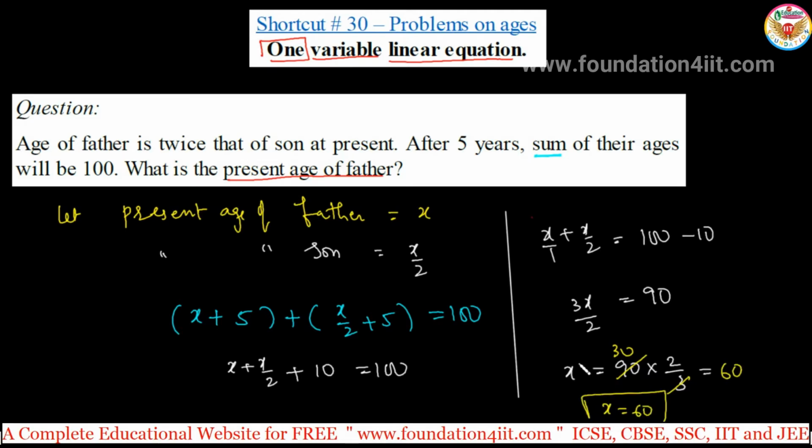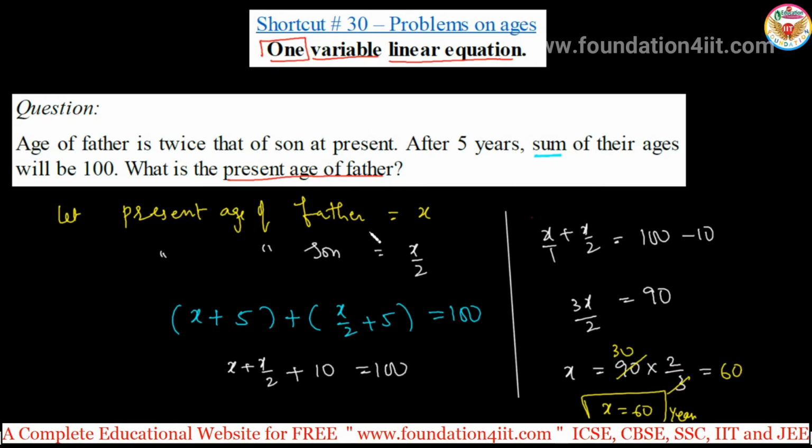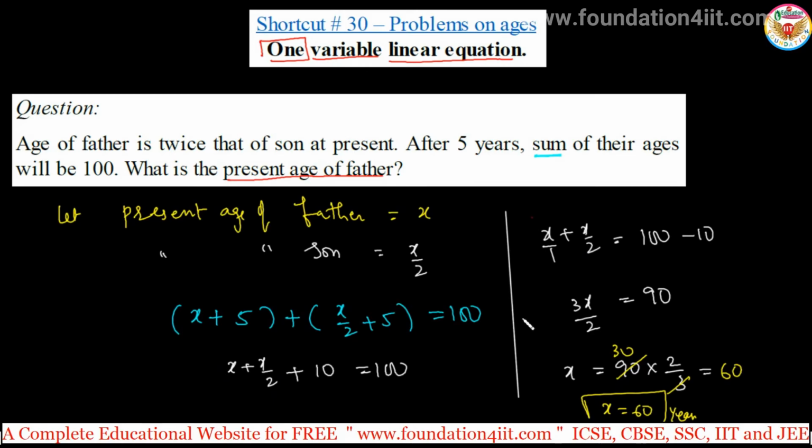That is the single variable that I took as the present age of the father. So the present age of the father is 60 years. Here it is in terms of one variable, a linear equation based question. Straight away frame the single linear equation, then transpose, with the x variable on one side and numbers on the other side, and you can find the answer. For similar problems on ages, let us see how the quadratic equation rule we can apply, that is, one variable in quadratic equations.